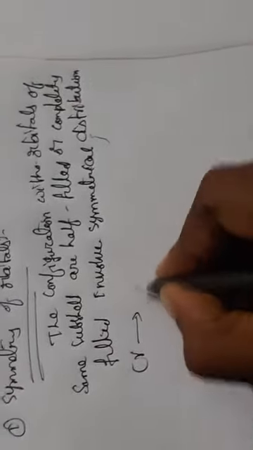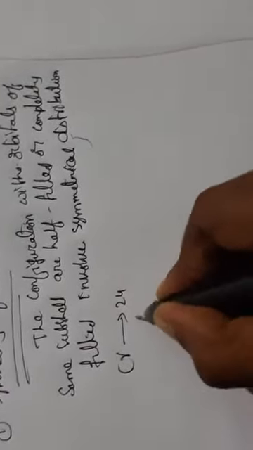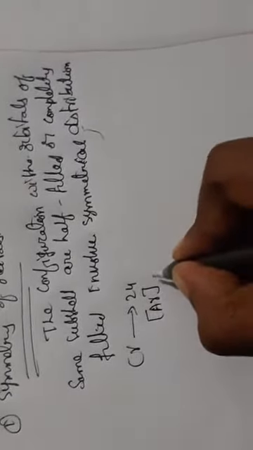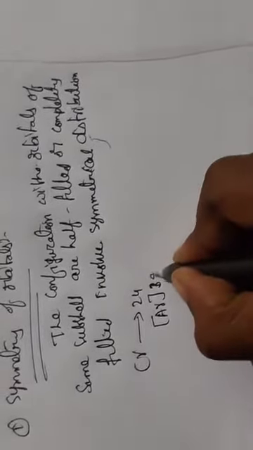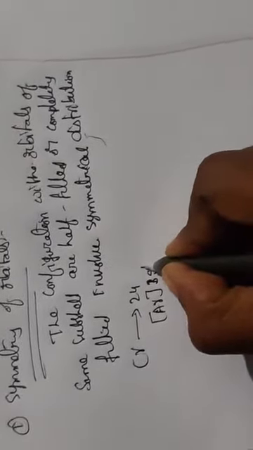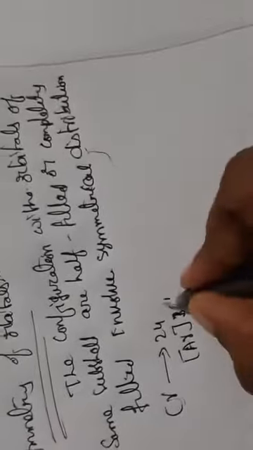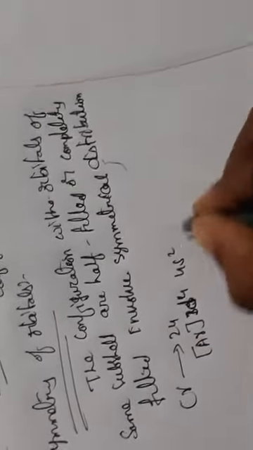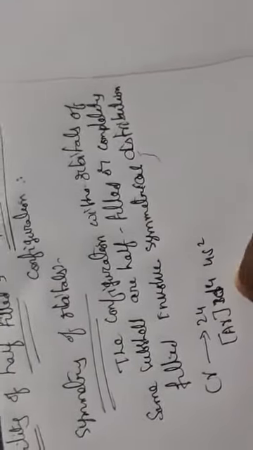Let us take chromium. What is the atomic number of chromium? 24. So we write the electronic configuration with argon, because it has 18 electrons, that is argon 3d4 4s2. So this is the electronic configuration: 18 plus 2 is 20, plus 4 is 24. If you write it like this, let us take 3d4.